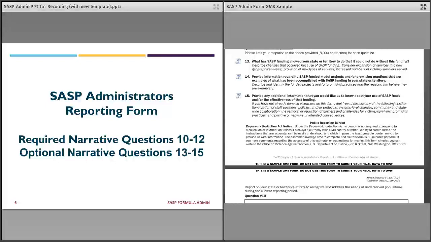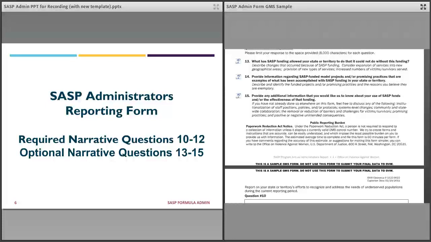Narrative questions 13, 14, and 15 are optional, but we encourage you to use these narrative questions to provide further information about your SASP subgrantees and their funded activities. In question 13, talk about the changes that have occurred in your state or territory due to SASP funding. What is your state able to do now that it was not able to do before?